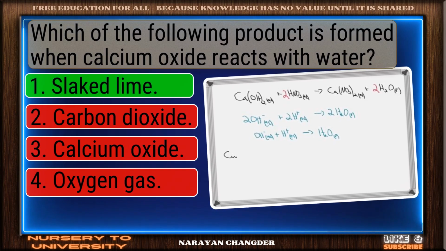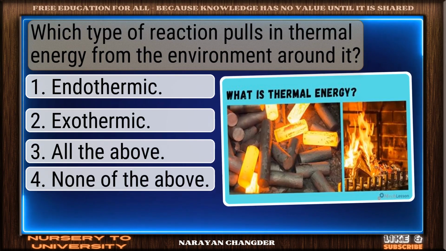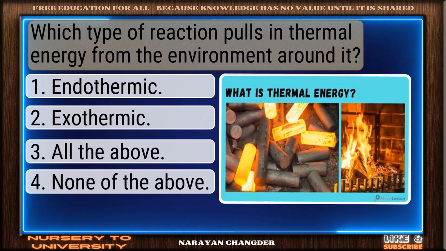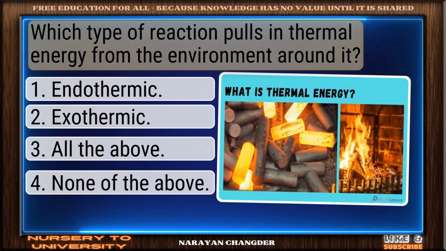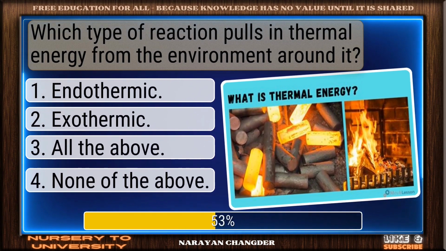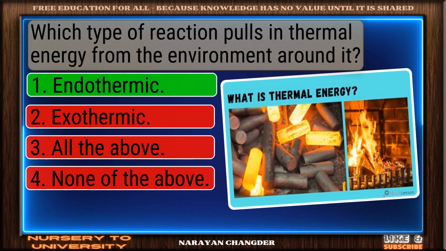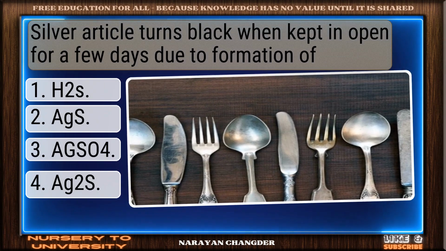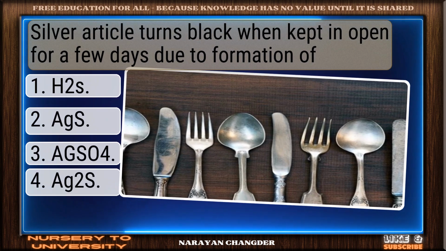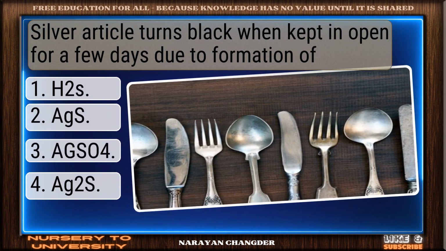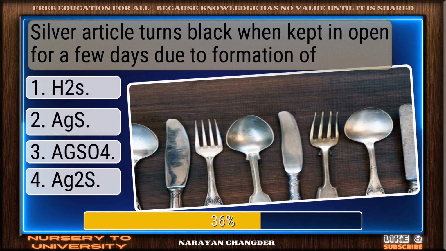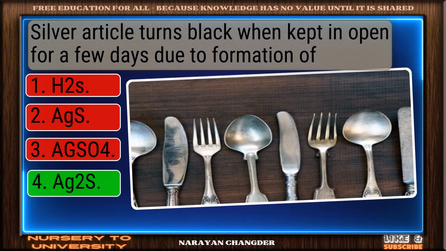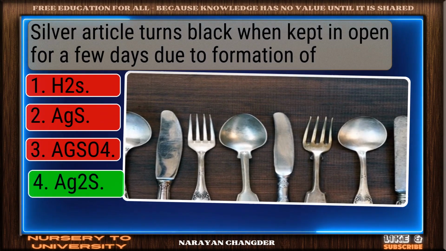Good job. Slaked lime works well. Which type of reaction pulls in thermal energy from the environment around it? Smart pick. Endothermic is correct. Silver article turns black when kept in open for a few days due to formation of. Well reasoned. Ag2S is correct.